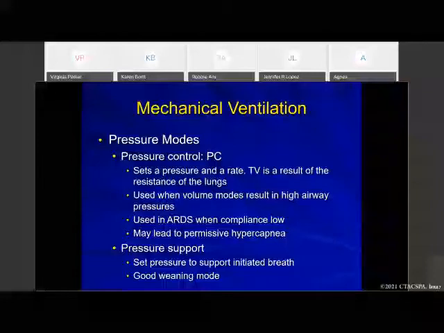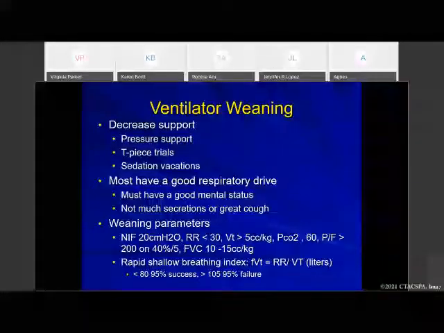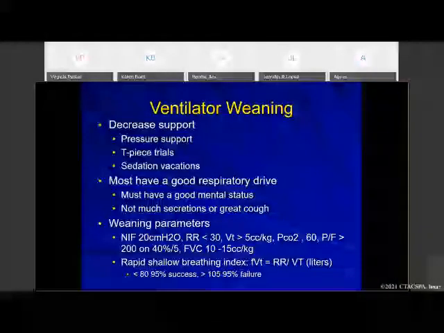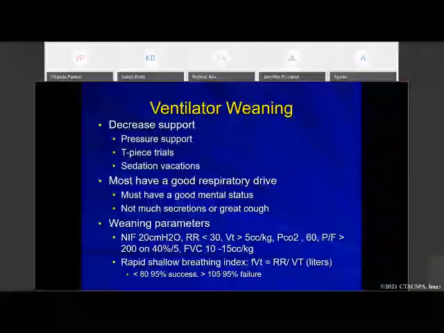It's a good weaning mode. When you are weaning, lots of people will use pressure support as a weaning mode. There's also something called volume support, which is a little bit hard to explain. It's kind of just the opposite: you set the volume, and the amount of pressure they need to get that volume is volume support. Not many people use it too much unless they like it for some reason.